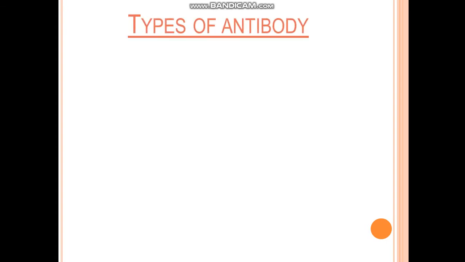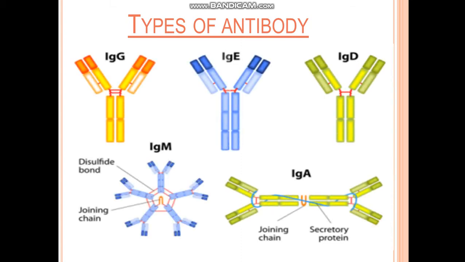Now the next topic is types of antibody. We have 5 types of antibody. See the diagrams here. IgG, we call it immunoglobulin. I will tell you about immunoglobulin also in the subsequent chapter portion. So you can see the variable regions here. You can see the diagrams. There is a difference in the colors. That means all these have different amino acids.